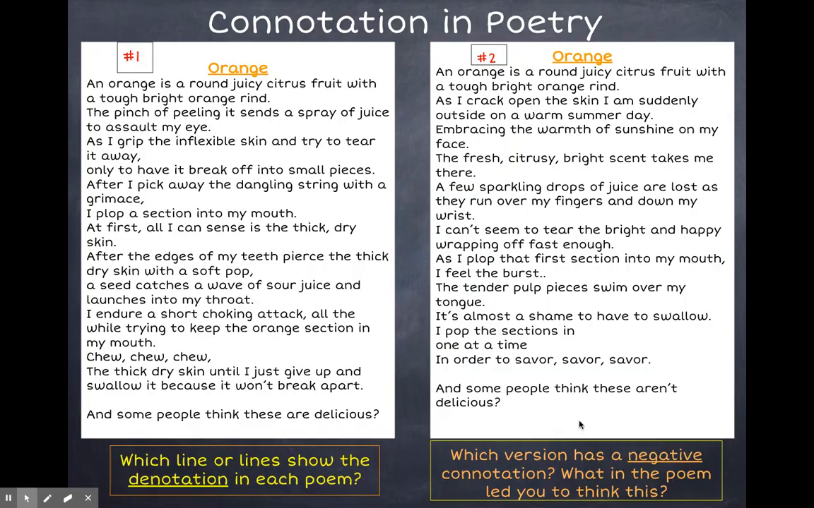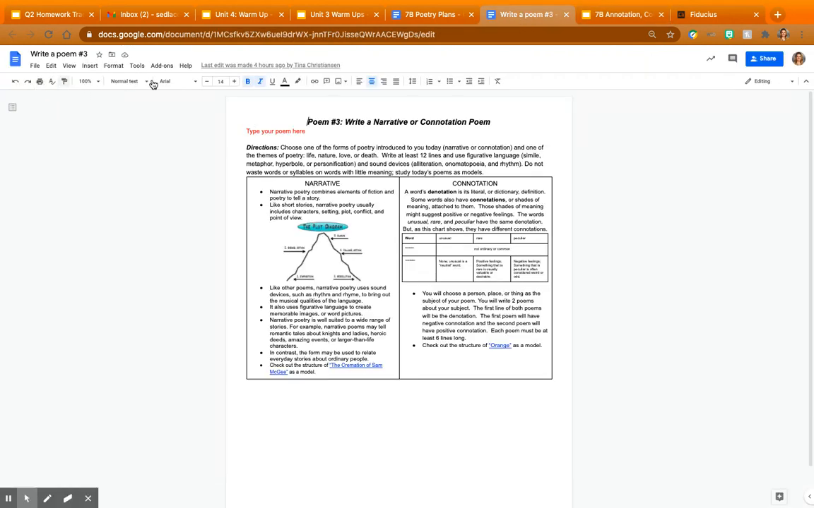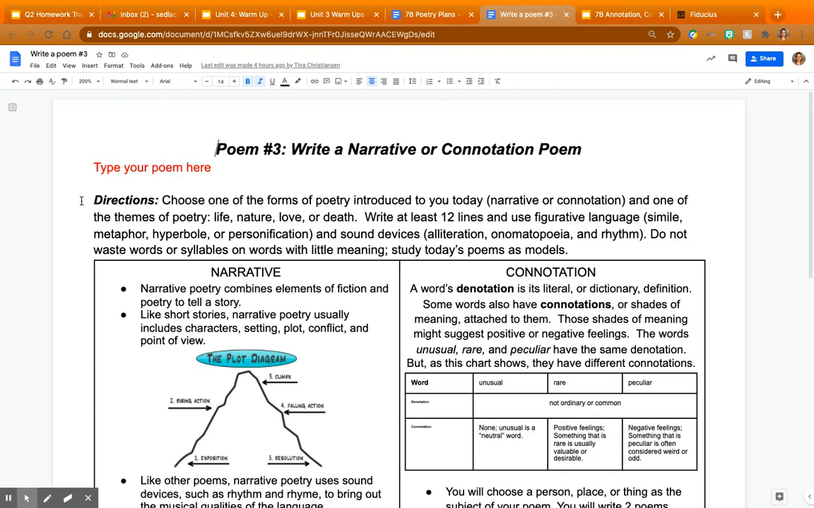All right, now that is the lesson. I already showed you 16.1, which was The Cremation of Sam McGee and the annotations, the analysis questions. Now, the other assignment you have today is 16.2 on Google Classroom, and it is writing your third poem. Here are the instructions on the document that's posted for you. You are writing either a narrative or a connotation poem. Those are your 2 choices. You only have to write one, okay?